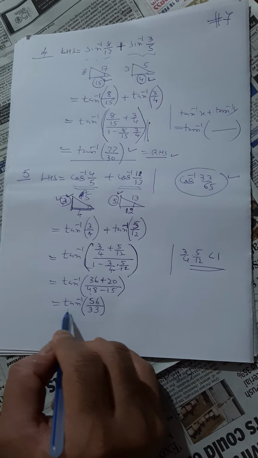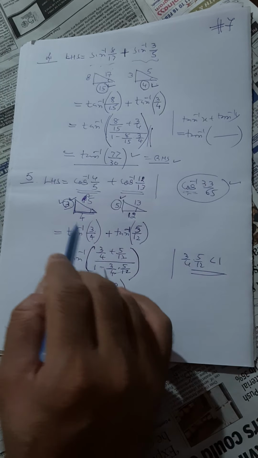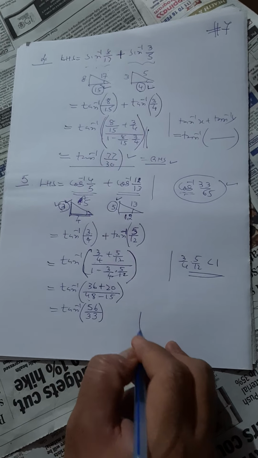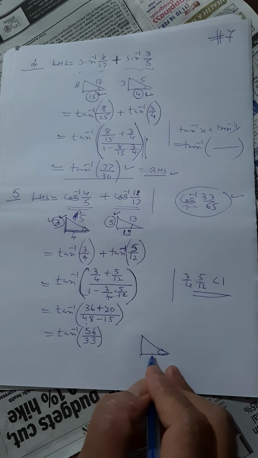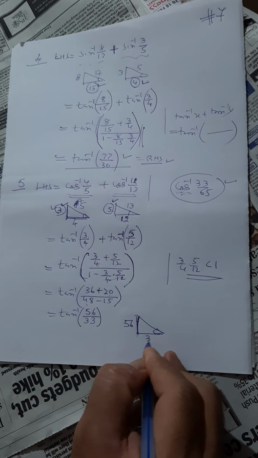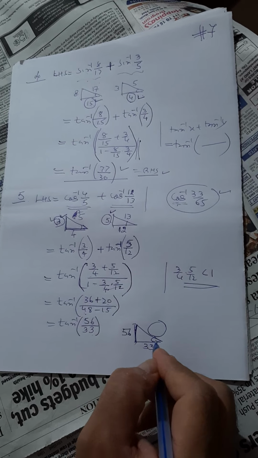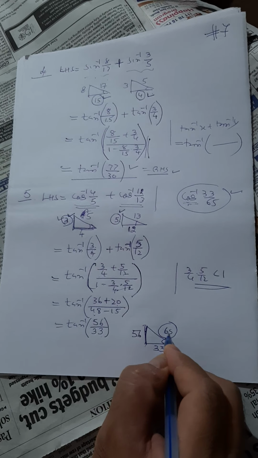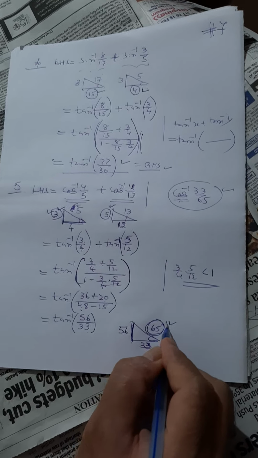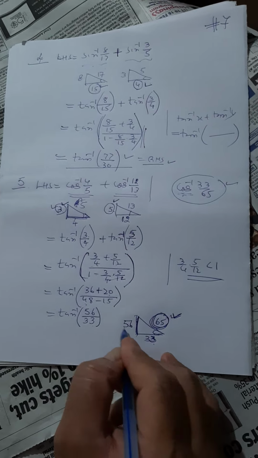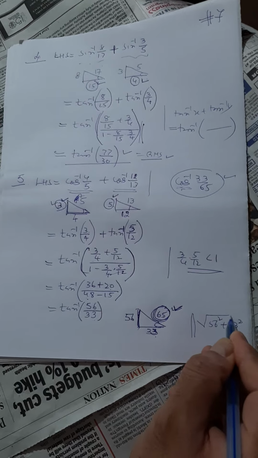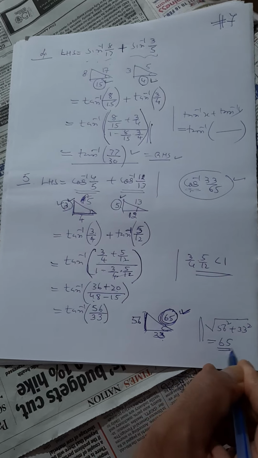Now you want the RHS in the form of cos inverse, so reverse the procedure. Again we draw a right angle triangle. You are given tan, and tan means opposite upon adjacent. By Pythagoras theorem you can find the hypotenuse, and this would be 65. You can verify: root of 56 square plus 33 square is exactly 65. This much you can verify.